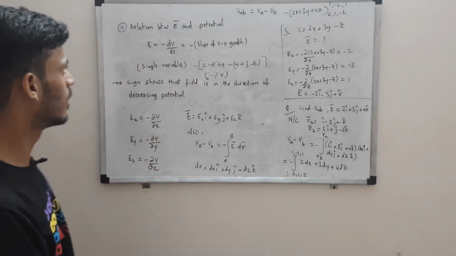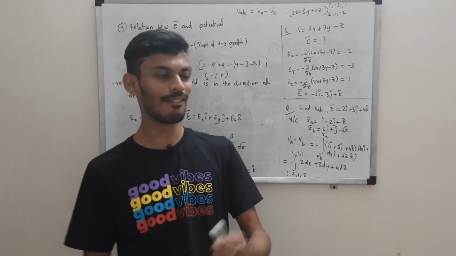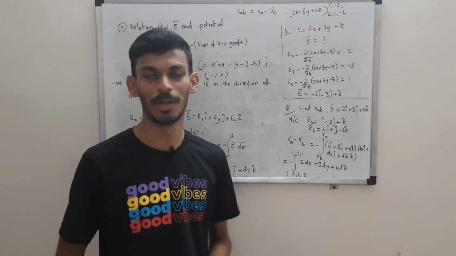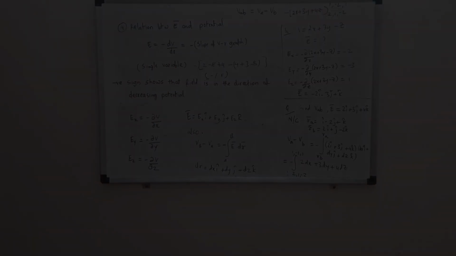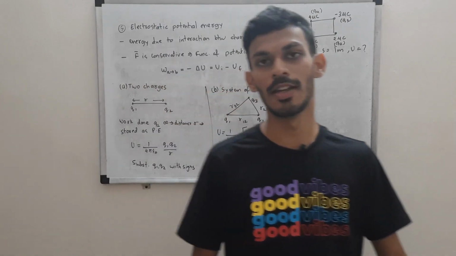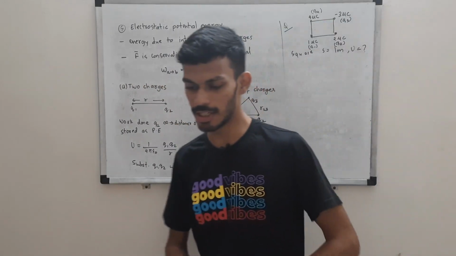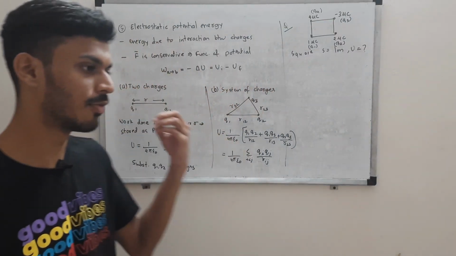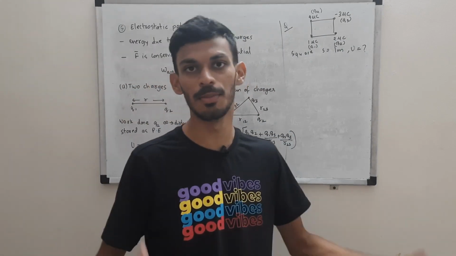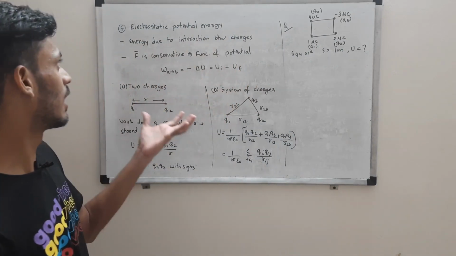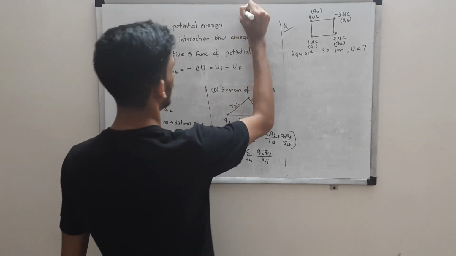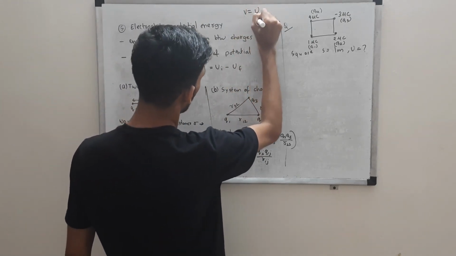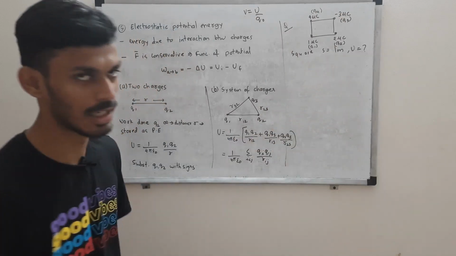So that was about the relationship between your electric field and your electric potential. Over to the next section, where we discuss an important concept, which is electrostatic potential energy. As I told you, the idea of electric potential itself can be brought up by electric potential energy. Potential can be defined as U by Q naught, and you can start the whole discussion from there.